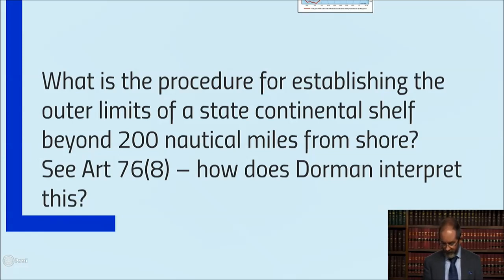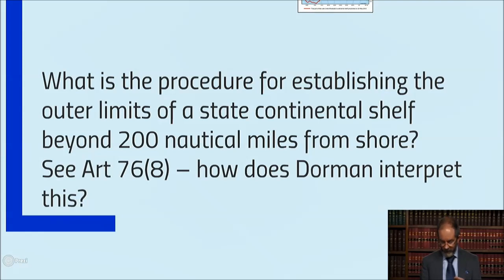Article 76.8 says, information on the limits of the continental shelf beyond 200 nautical miles from baselines from which the breadth of the territorial sea is measured shall be submitted by the coastal state to the Commission on the Limits of the Continental Shelf, set up under one of the annexes to the Convention. Then that Commission shall make recommendations to coastal states on matters related to the outer limits of their continental shelf. So the coastal state puts information to the Commission, and the Commission sends recommendations back.